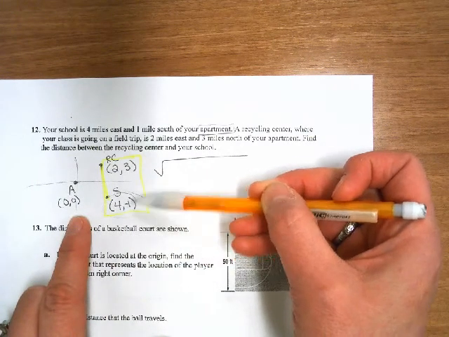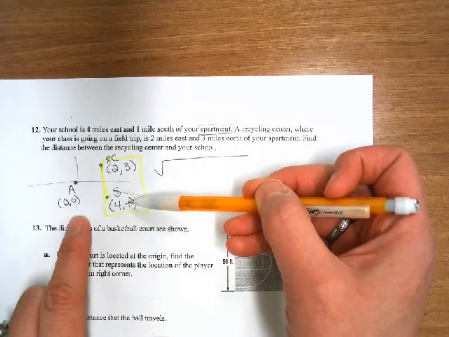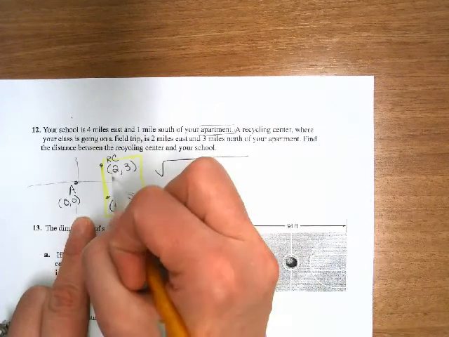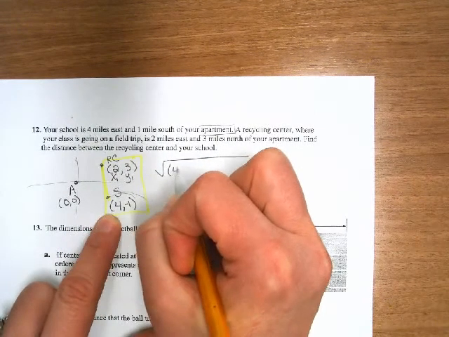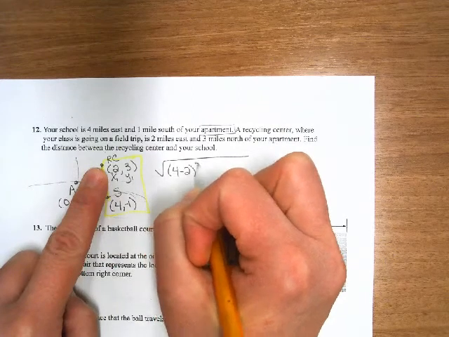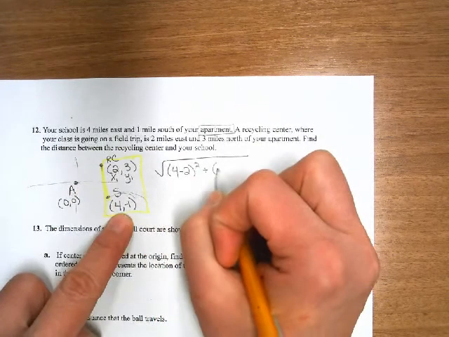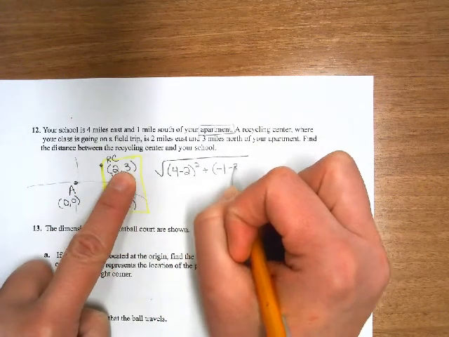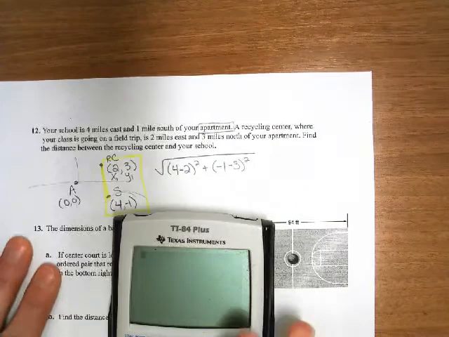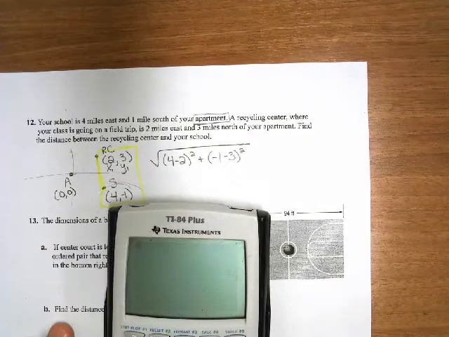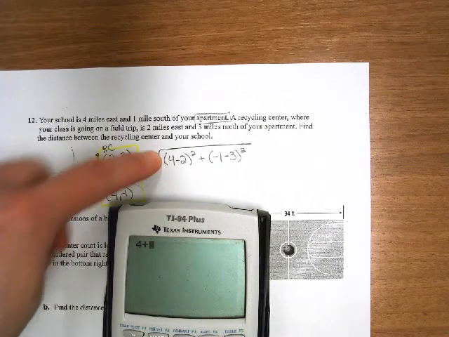So now I would do the difference of my x's. And it really doesn't matter which one is first and second. You just need to make sure if you call this the first, you keep your pattern. So I'm going to probably call this x1, y1 just because it's on the top. So I go 4 minus 2, and then I'm going to go negative 1 minus 3.